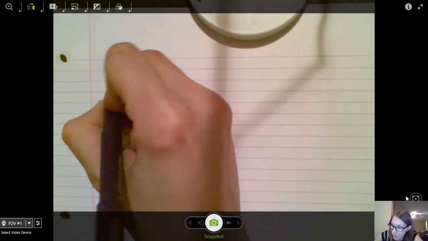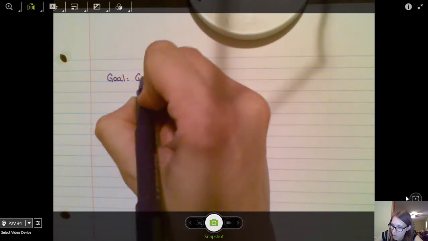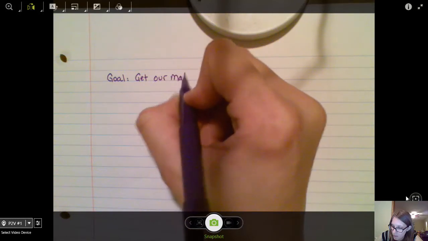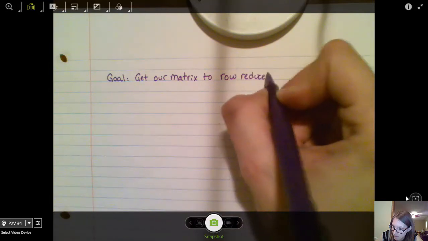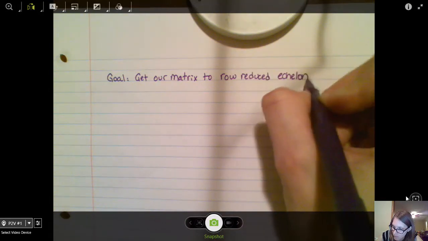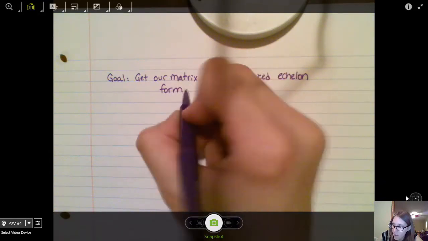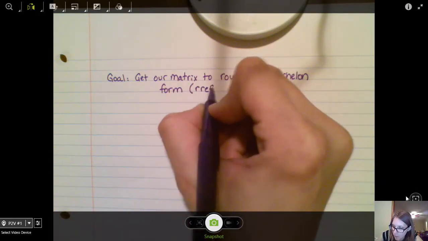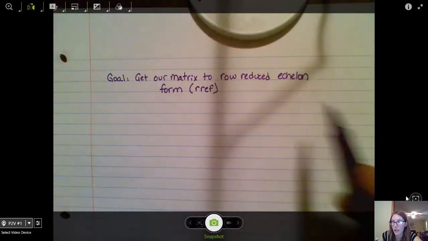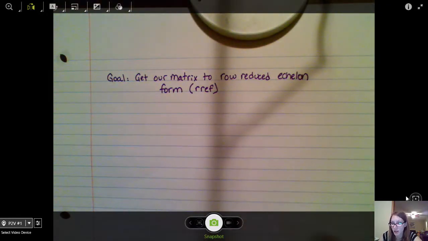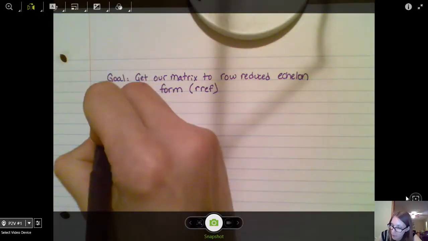So our general strategy for solving a system of equations with a matrix is to get our matrix into row reduced echelon form. That row reduced echelon form is abbreviated RREF, and we'll see that abbreviation on our calculator in a little bit. If we can get our matrix to row reduced echelon form, that'll tell us our solution. So how are we going to do that?